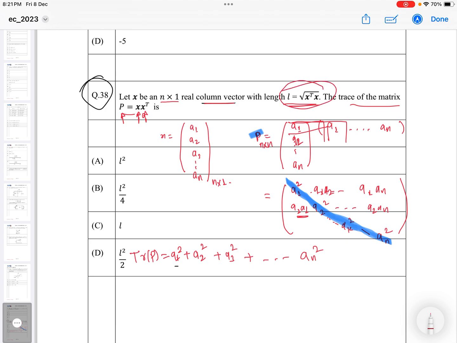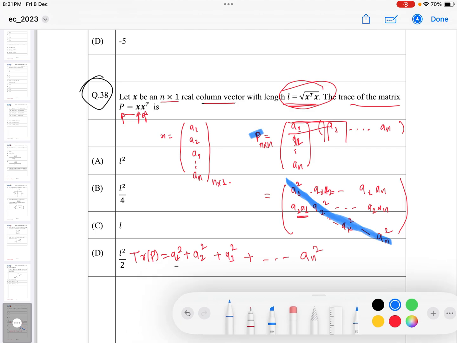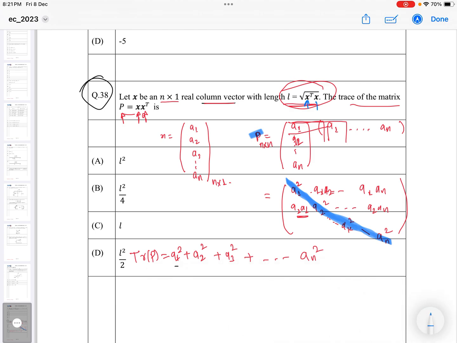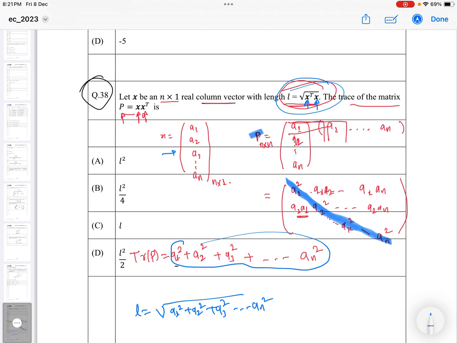And we have been given this L, right? If you calculate this X transpose X, so this is X, what we are going to get is L is equal to root over of a1 square plus a2 square plus a3 square dot dot dot an square. You can calculate this. So from here what we can write, this is nothing but L square, right? So trace of P is L square. So the correct answer is option A. Okay, this was question number 38.